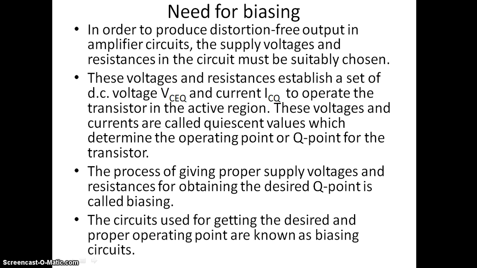So fixing the operating point means we are fixing the voltage VCEQ, that is the collector to emitter voltage, and the current ICQ, that is the collector current. So VCEQ and ICQ are called the bias point to operate the transistor in the active region. These voltages and currents are called quiescent values, which determine the operating point or Q point for the transistor. The process of giving proper supply voltages and resistances for obtaining the desired Q point is called biasing. The circuits for getting the desired operating point are known as biasing circuits.